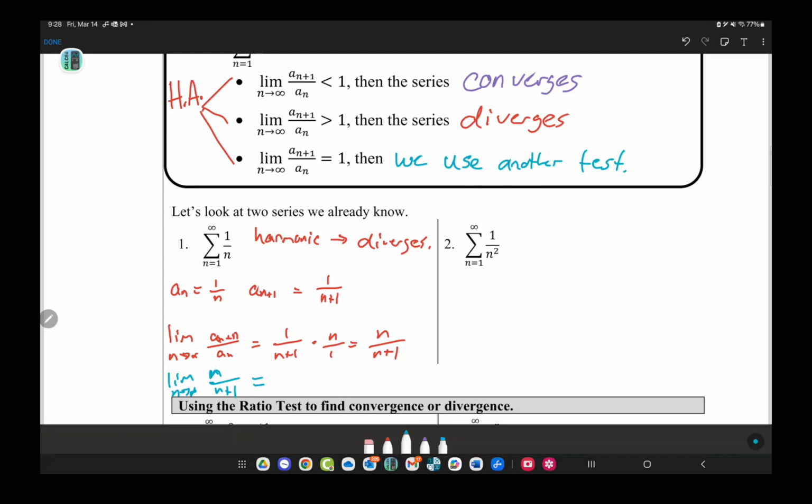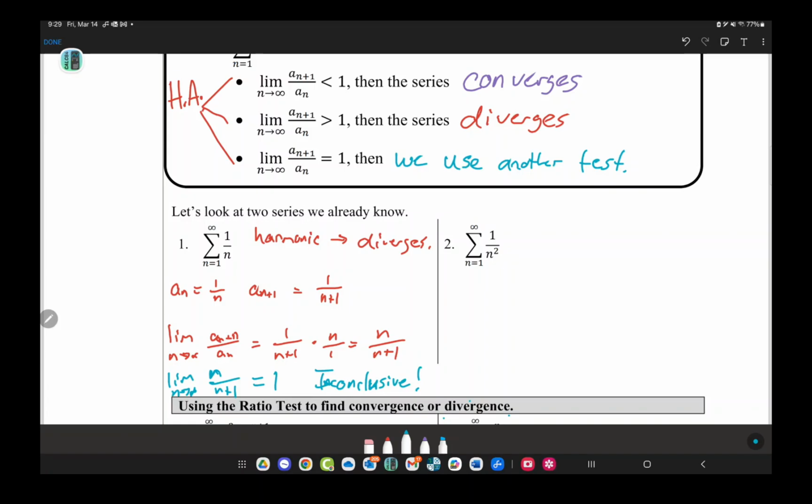What happens here? What does this give you? 1, which means this is inconclusive. Inconclusive usually has an "in" at the beginning. Yeah, we don't know. So we do know it does diverge, but the ratio test would show inconclusive.